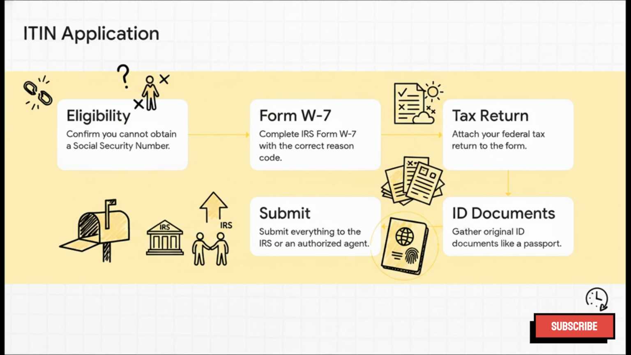Finally, step 5, submit everything to the IRS. You can do this by mail, in person at an IRS Taxpayer Assistance Center, or through an authorized certifying acceptance agent, which is great if you want to avoid risking your original passport in the mail. Oh, and keep in mind, if you don't use your ITIN on a tax return for 3 consecutive years, it's going to expire and you'll have to renew it, so keep it active.